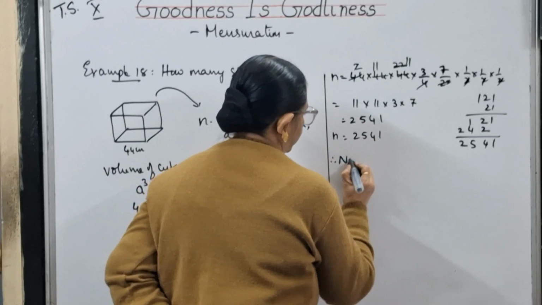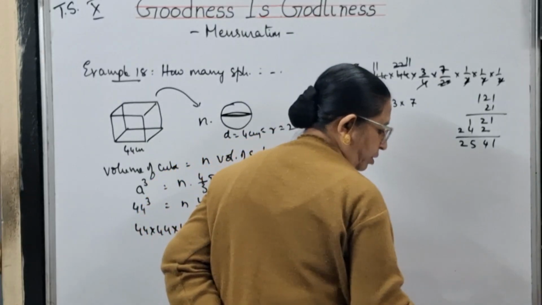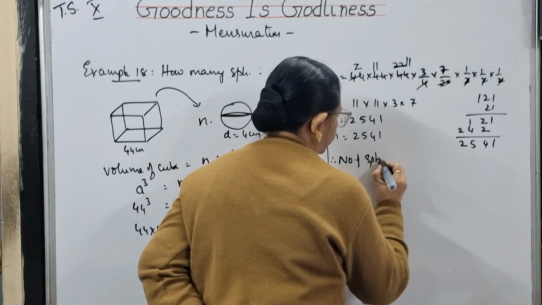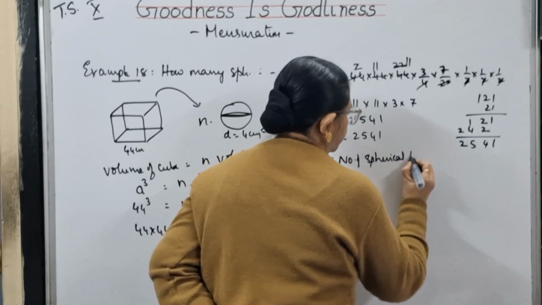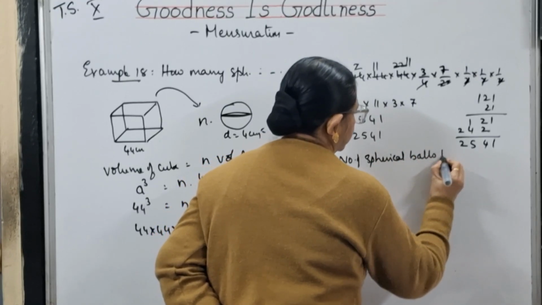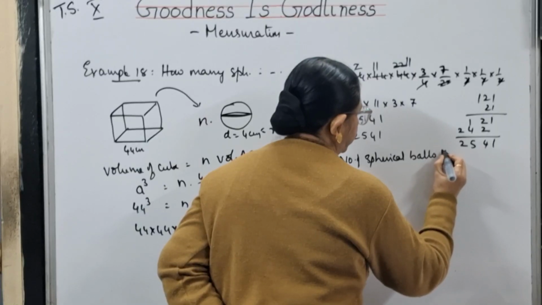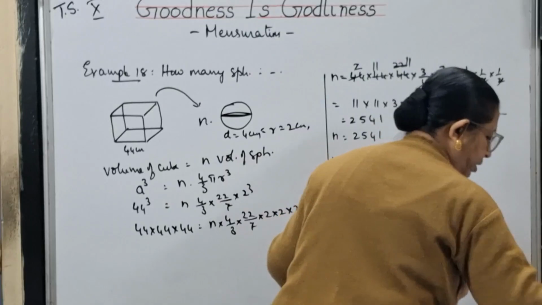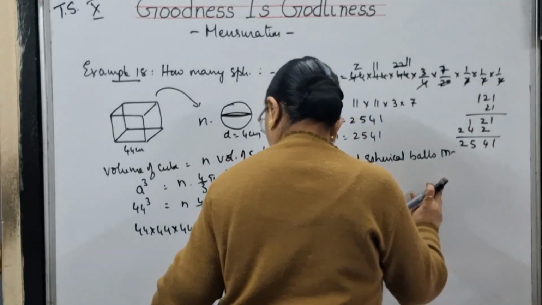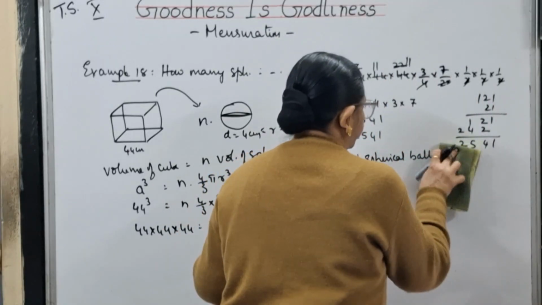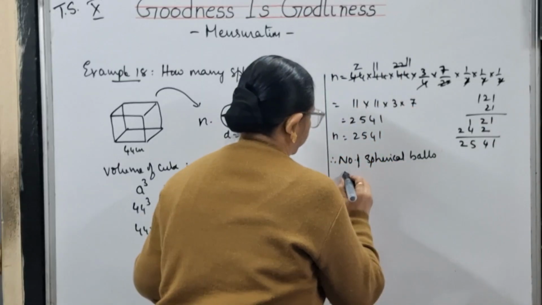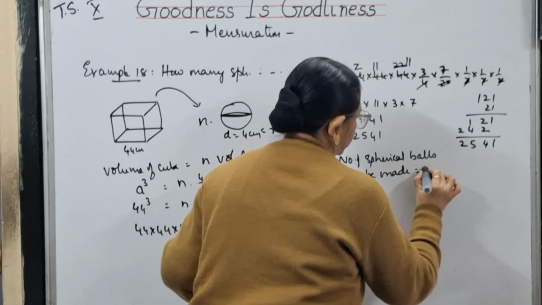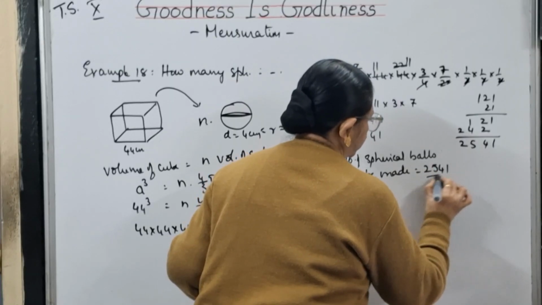That means, what is the question? How many spherical balls can be made? Number of spherical balls that can be made is equal to 2541.